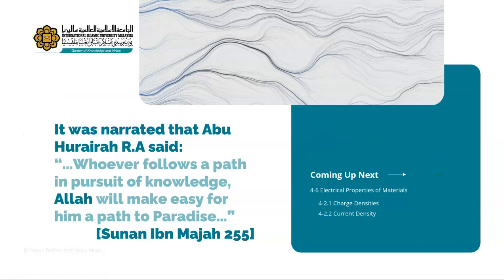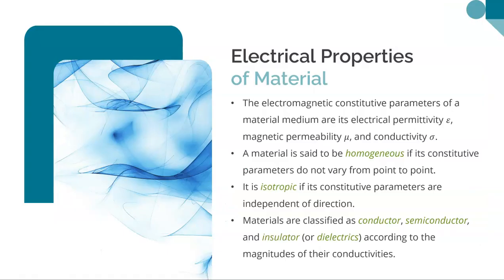Next, we have electrical properties of materials. The electromagnetic constitutive parameters of a material medium are its electrical permittivity, epsilon, magnetic permeability, mu, and conductivity, sigma. So you have these three. A material is said to be homogeneous if its constitutive parameters do not vary from point to point. It is isotropic if its constitutive parameters are independent of direction.